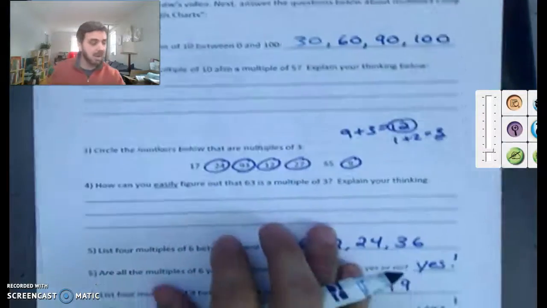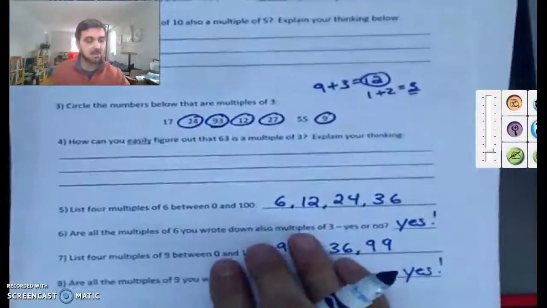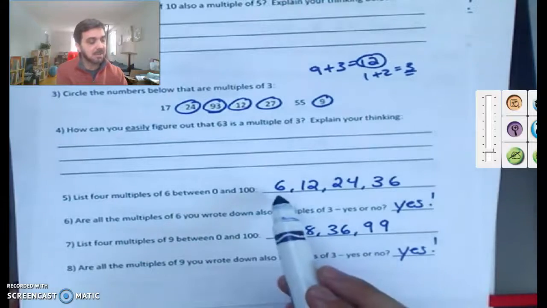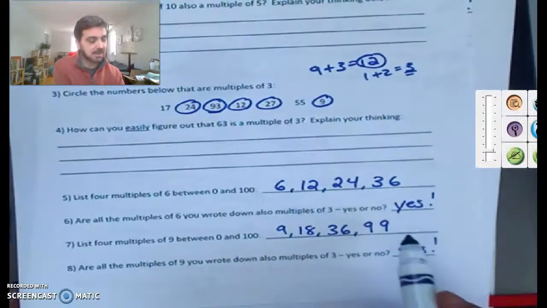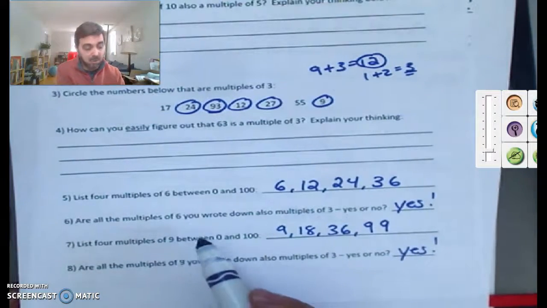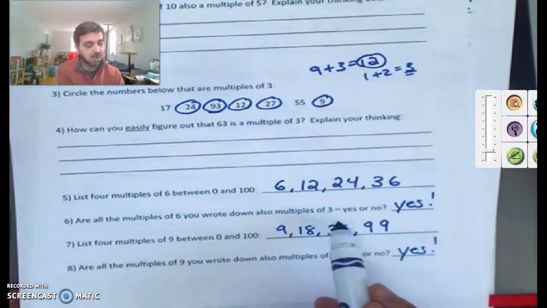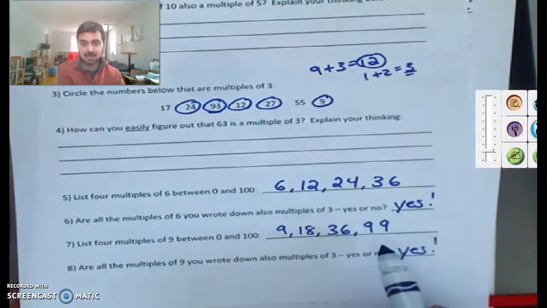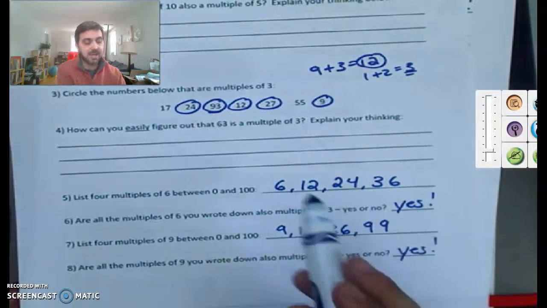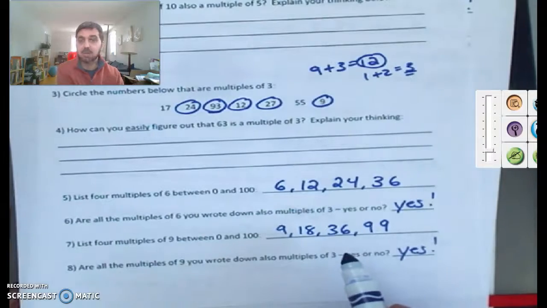Four multiples of 6. Well, there's a lot of them. I just put down 6, 12, 24, and 36. Are all the multiples of 6 you wrote down also multiples of 3? Yes, they are, for the same reason that all multiples of 10 are also multiples of 5.